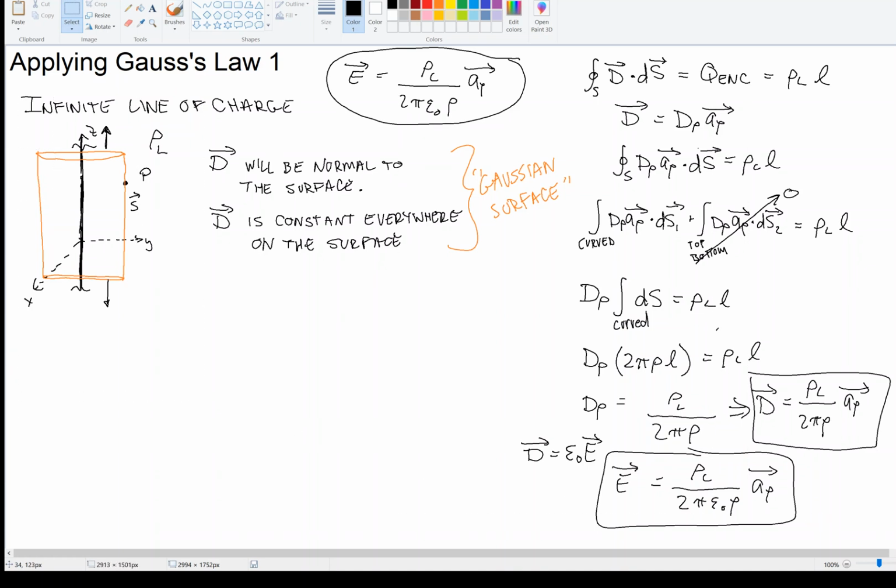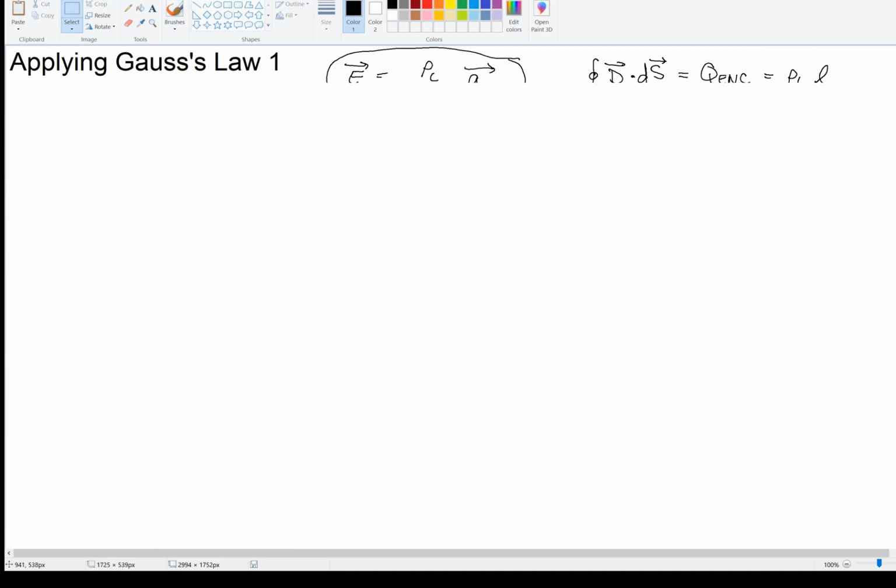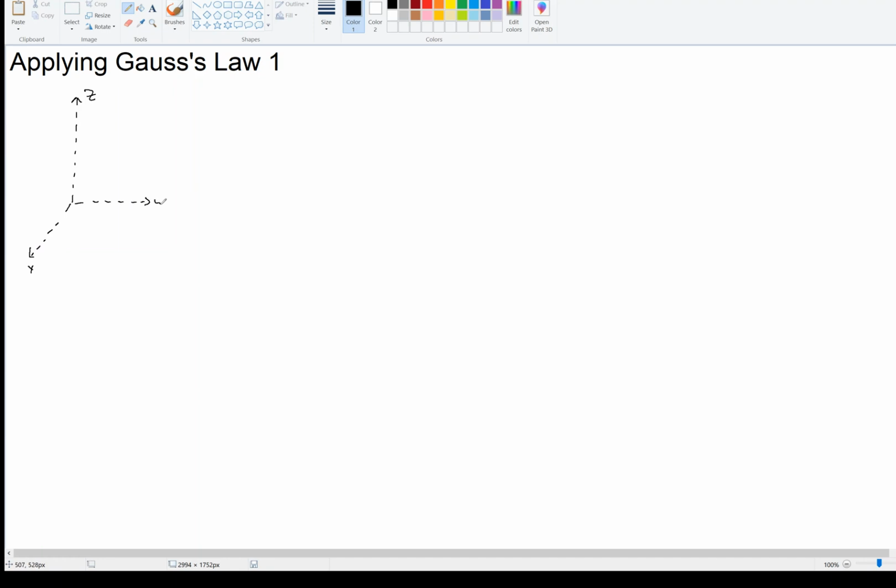All right, we're going to go to another example now. This is going to be an infinite sheet of charge. And I'm going to draw the sheet here again in the xy plane. So I've got an infinite sheet. Just kind of show the breaks there. But this thing is lying in the xy plane, and it's got some charge. So suppose that it's in the xy plane and it has a charge density of rho s now because it's a surface.